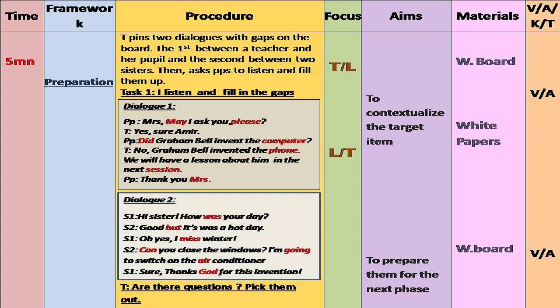After listening and filling the gaps, I asked my pupils to read the dialogues, to perform the dialogues. So the first dialogue is between a teacher and her pupil, and the second dialogue is between 2 sisters. So here I mentioned the context, which is very important. Then I asked my pupils to pick out the questions.